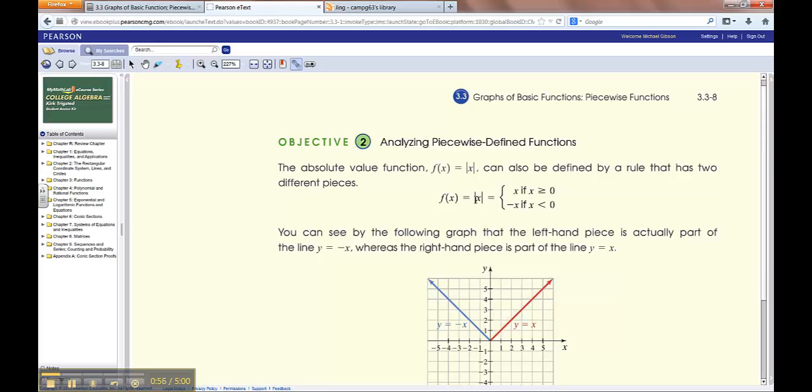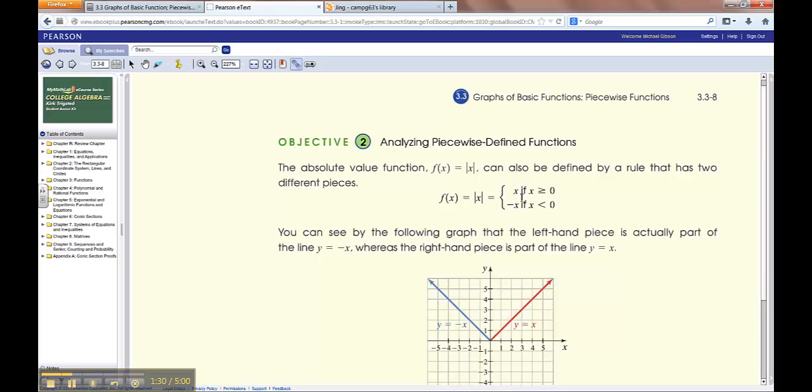It says f of x equals the absolute value of x equals, in this bracket, x if x is greater than or equal to 0. So if x is greater than or equal to 0, then the absolute value of x equals x. If x is less than 0, then the absolute value of x equals negative x, in other words, the opposite of x. This is why you always get a positive number or 0, because if x was negative, you take the opposite of it and get a positive number.